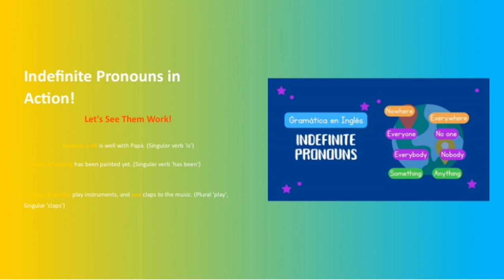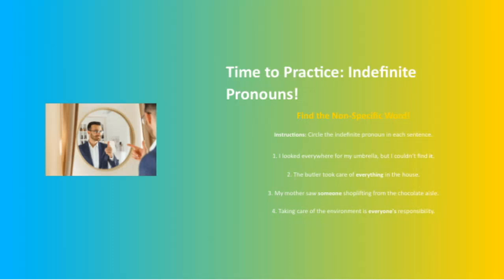Let's see these concepts in action as we explore more examples together. Let's take a closer look at these sentences and identify the indefinite pronouns in each. In the first sentence, I looked everywhere for my umbrella, but I couldn't find it. The word everywhere is an indefinite pronoun because it refers to an unspecified place. Moving to the second sentence, the butler took care of everything in the house. The word everything is the indefinite pronoun, as it refers to all unspecified tasks or things.